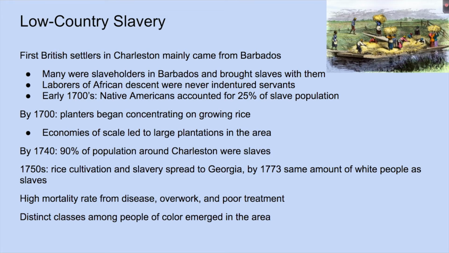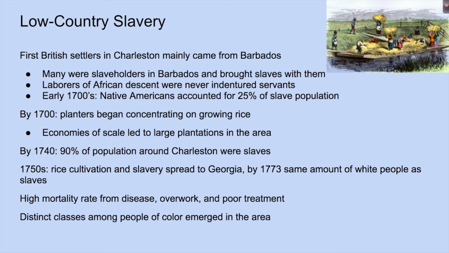So the Low Country is going to be the coastal regions of South Carolina and Georgia. In this area, the first British settlers go to Charleston, and they mostly came from the island of Barbados. Many of these settlers were slaveholders in Barbados, and they brought their slaves with them. The laborers of African descent were never indentured servants. They arrived in this chattel slavery situation where they're slaves for life. By the early 1700s, you had African Americans and Native Americans that were part of the slave population. A quarter of them were Native Americans.